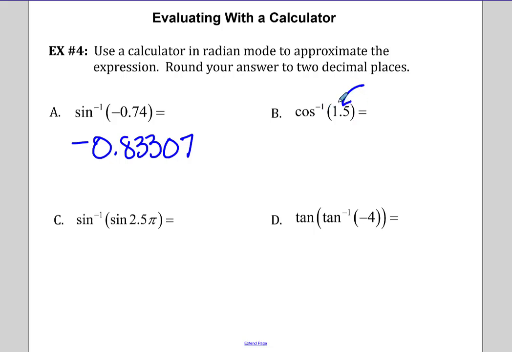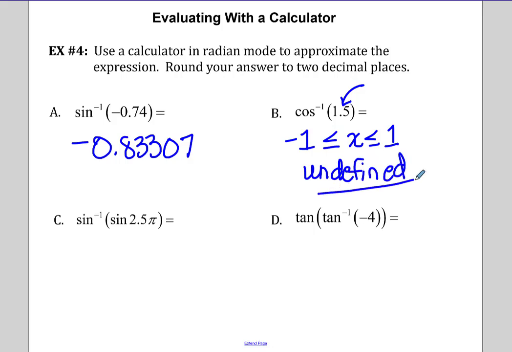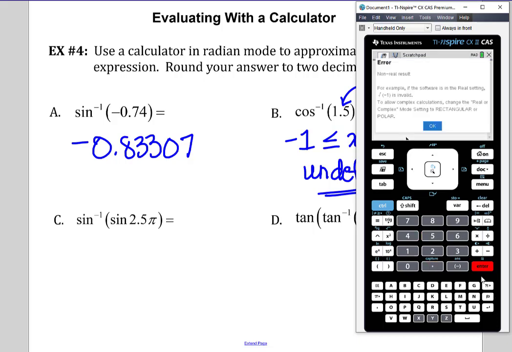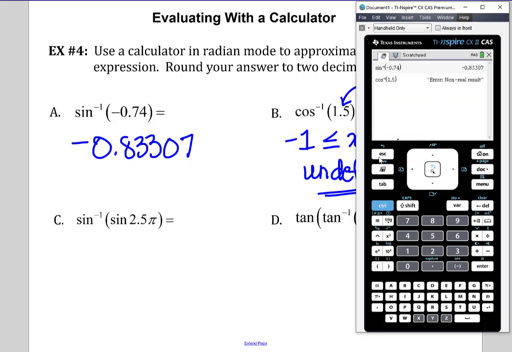If you think about it, this is the range, and we're defined between -1 and +1. So hopefully our calculator is going to tell us this isn't possible because it's outside of the inverse function domain. So cosine inverse of 1.5, because remember it's asking us what angle will cosine be 1.5. Well, there is no angle. It's not real, not a real result.